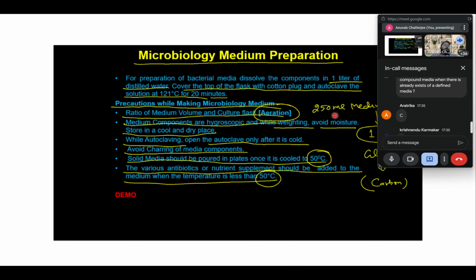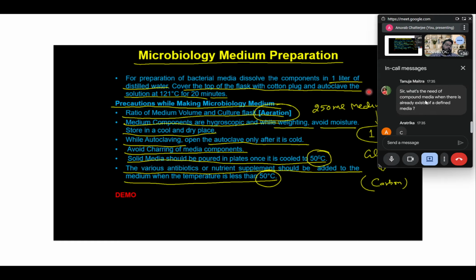And secondly, defined media are used in specialized conditions such as virus making in particular kinds of cell lines, where you need to know exactly what is going in so that you do not have any kind of contamination, and you know these kinds of cells definitely grow in this. But compound media are not that specialized. You can use them for most cells in most conditions, and it is obviously cheaper than a defined medium.